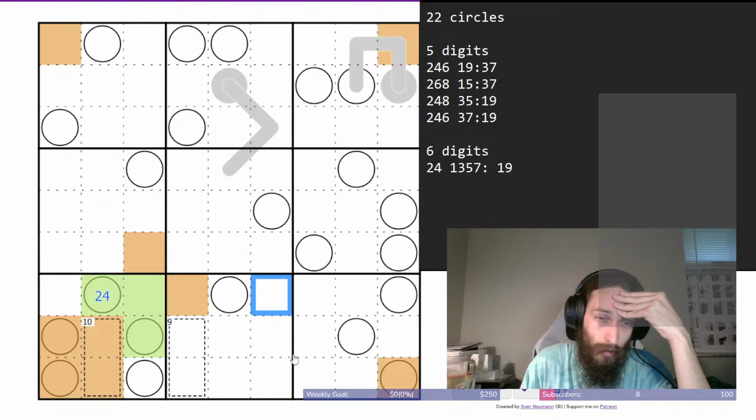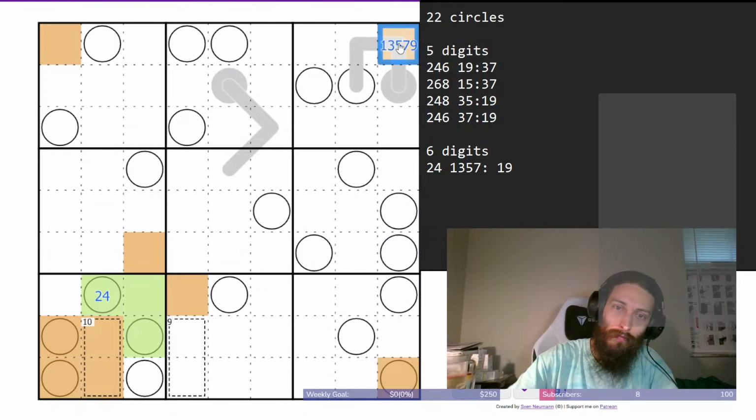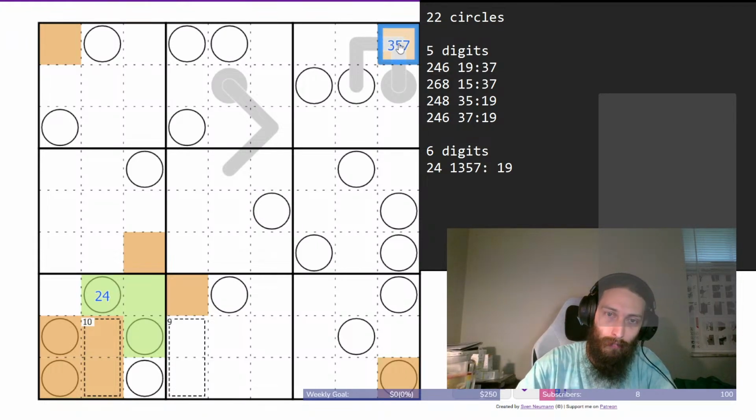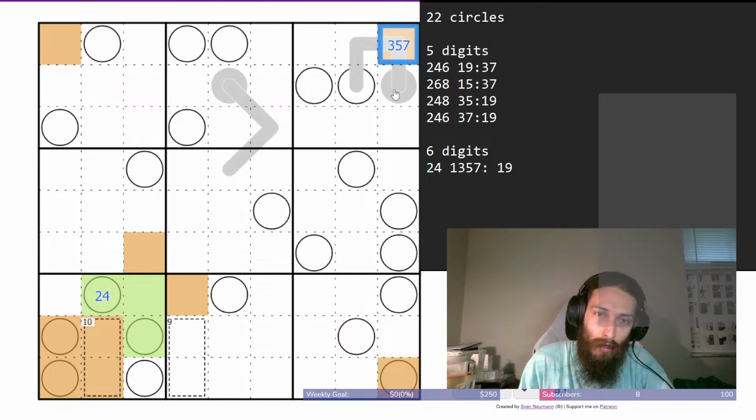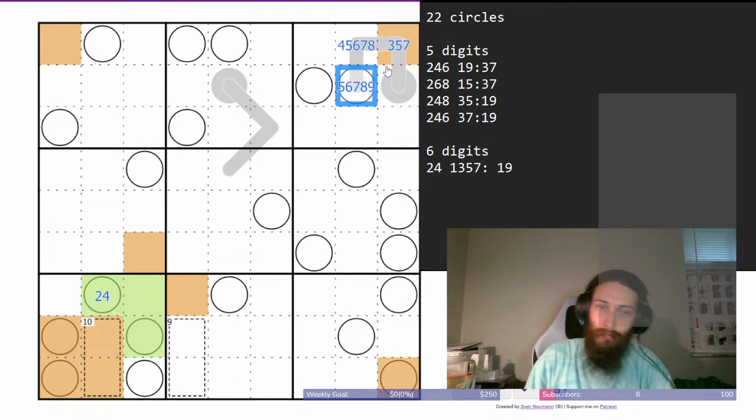So where do we go from here? Up here, maybe? So we know that this one is odd, so it can't be a 1 or a 9. And so it could be a 3. But this one has to be at least a 4, not a 9. And this would be 5, 6, 7.